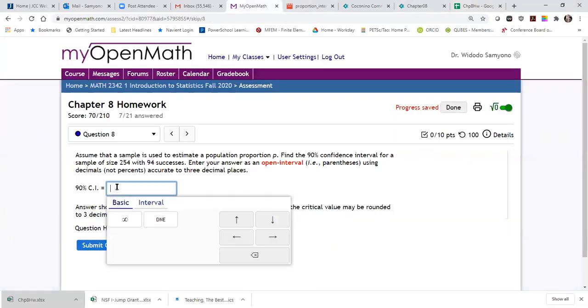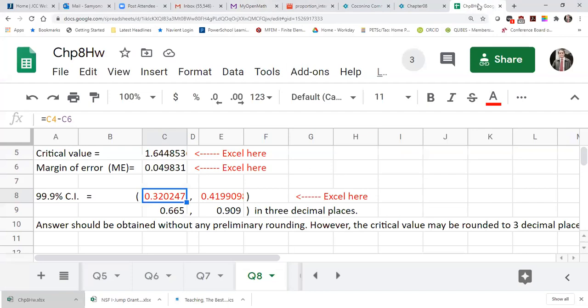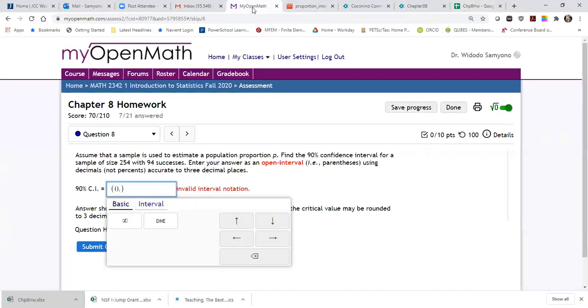So using the parentheses, 0.32 comma 0.42, and you need to put it in decimal numbers, right? Three decimals, yeah. After you round that, you got that one, right?